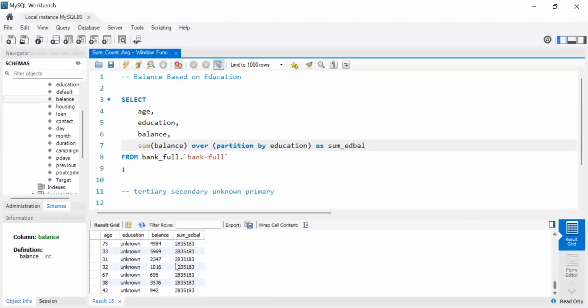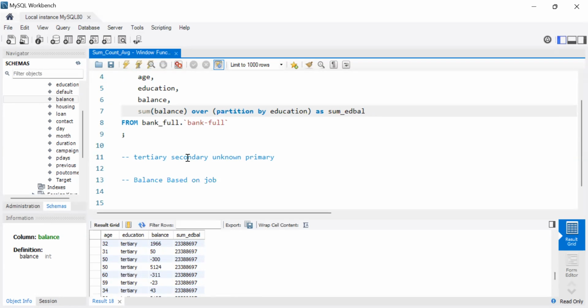So we also have unknown. Person 78 is unknown. Their balance is 4984, and if I'm reading this correctly, the total is 2.8 million. So under the category unknown, there's a balance of 2.8 million. I also wanted to get tertiary. I'm so used to having the commas to help me split, but this is 23.3 million under the education level tertiary.